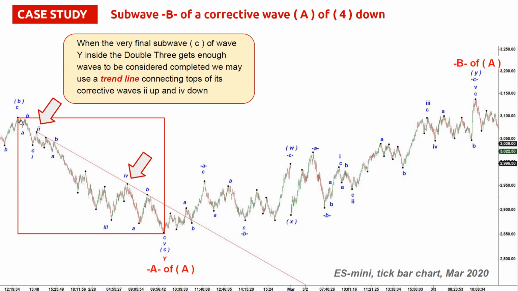When we can get enough waves to call that microstructure, that 5 wave down fractal, complete, we can play one trick. We can add the red down trend line, which would connect the tops of corrective microwaves 2 and 4, and we will be waiting for a breakout. That would be the first sign of a completion. But we would not be very focused on the breakout itself; we would rather be looking for a retest after the breakout.